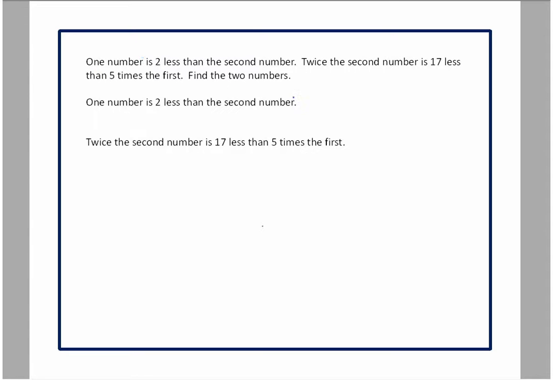First of all, since we have two numbers, we're going to have both an x and a y. For the x, let's let that be the first number, and the y, let's let that be the second number. You can choose either way, it doesn't matter. Each of these sentences gives us an equation, and we want two equations here.